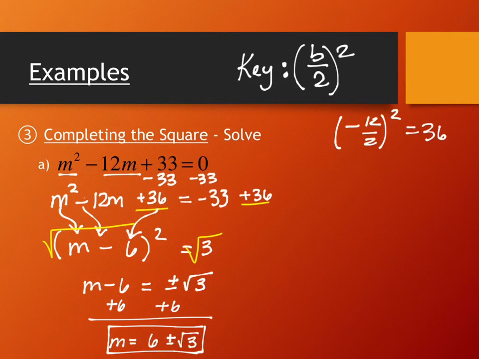If you had attempted to factor this question, it would not have worked. This will not factor. And probably if you looked at it pretty quickly, you'd find that out. 33 doesn't have a lot of options. It's either 1 and 33 or it's 3 and 11. And neither one is going to give me the middle to be negative 12. I don't get that quick, so it doesn't work. So completing the square is one viable option for solving this.